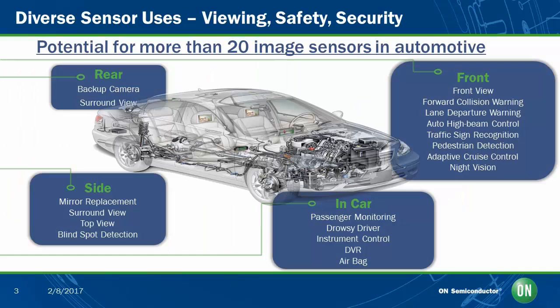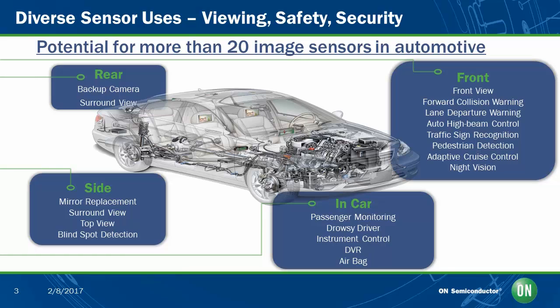So if you think about the automotive space and image sensors, there are so many applications and such a diversity of different types of ways that the image sensors are used in automotive. There's your traditional backup camera and surround view camera that have been around for a while. In the forward viewing space, you can be doing things like collision warning, lane departure warning, high beam control, adaptive cruise control. On the side, you have your mirror replacement, which is now a growing market. And then additionally, in the car, you have things like passenger monitoring, drowsy driver detection, even airbag deployment based on body positioning is a new emerging market.